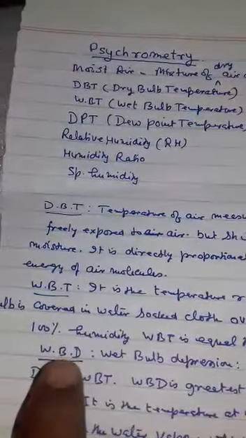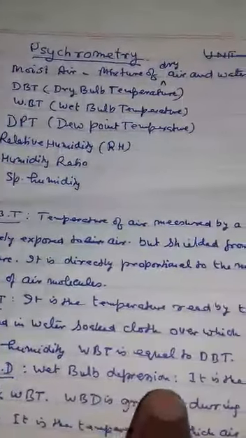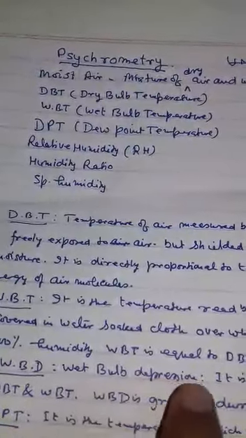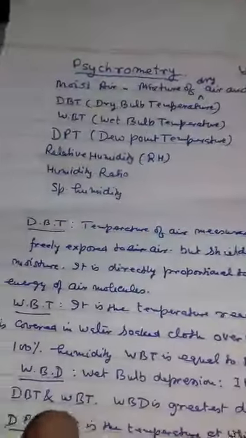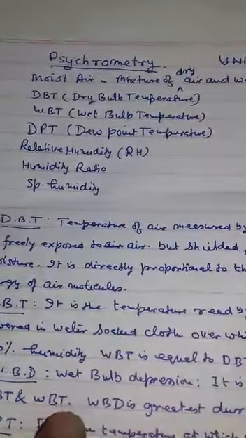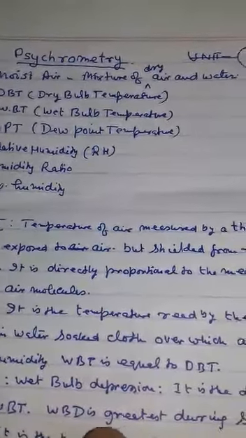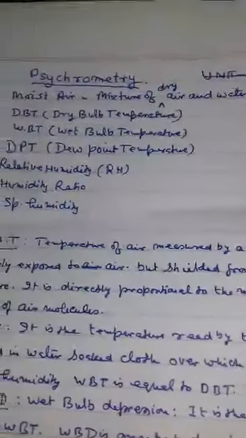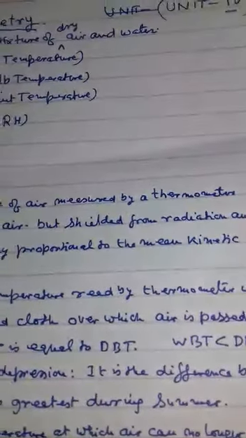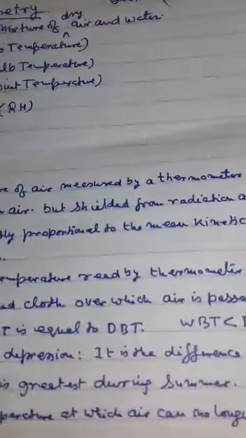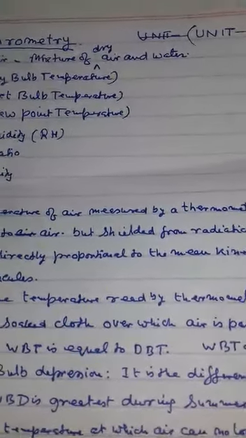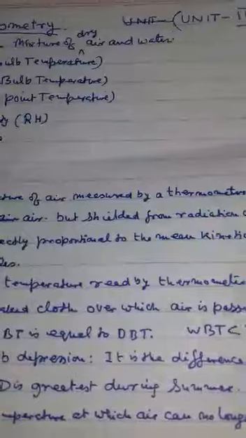Then WBD, wet bulb depression, it is the difference between DBT and WBT. Then wet bulb, that is called wet bulb depression. During the summer, wet bulb depression is greater. It is more during the summer.